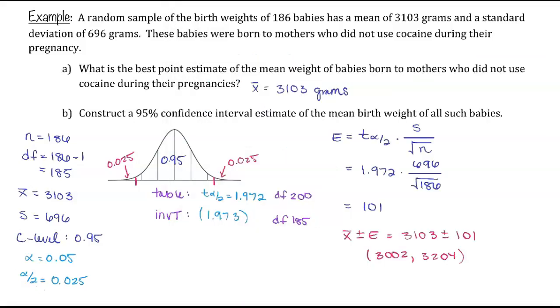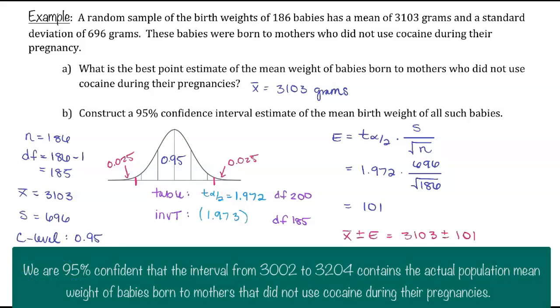The moral of the story here is that whether you calculate all of this by hand and use your t-table or go directly to your calculator, you will get the same confidence interval. It is important that no matter which method you use, you know what the answer means. In this situation, we might write something like, we are 95% confident that the interval from 3002 to 3204 contains the actual population mean weight for babies born to mothers that did not use cocaine during their pregnancy.